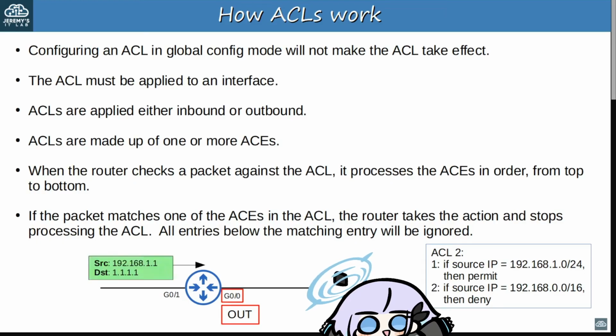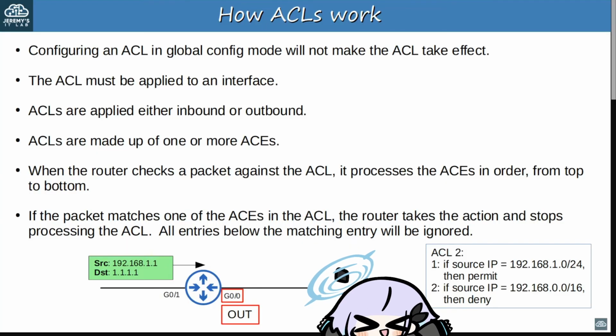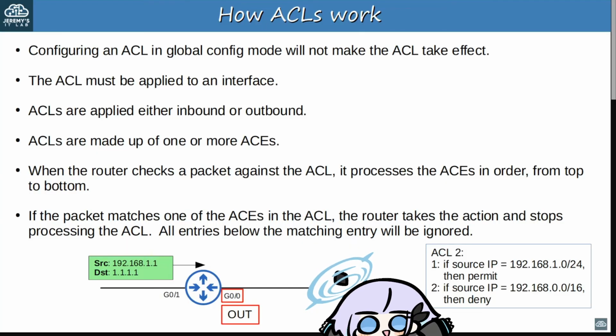If a packet with a source IP of 192.168.1.1 arrives on G0/1, before forwarding the packet out of G0/0, the router will check it against the ACL. The source is 192.168.1.1, which matches the first entry, so the router will forward the packet as normal. This second entry will simply be ignored.